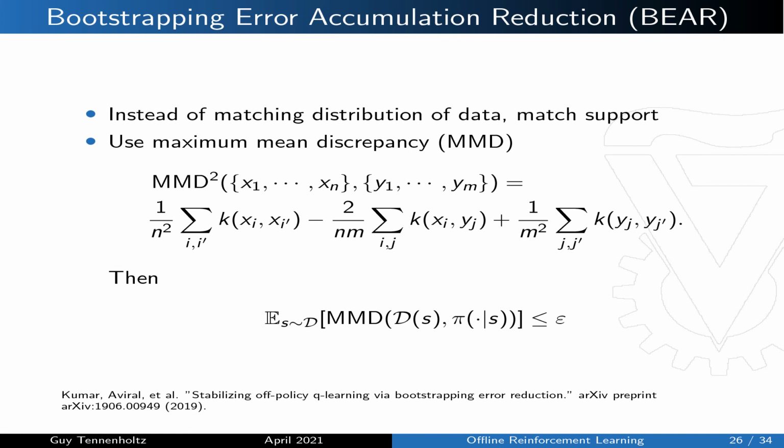And indeed, this is what bootstrapping error accumulation reduction, the algorithm BEAR, does. Instead of matching the distribution of the behavioral policy and data, it only matches the support, and it uses maximum mean discrepancy to do this. So it uses basically the same framework, only this is the way it constrains the policy to the data.